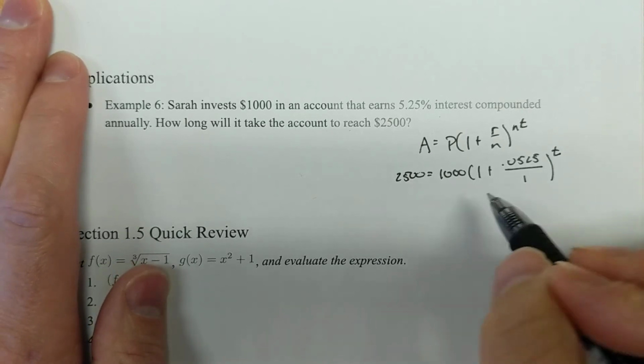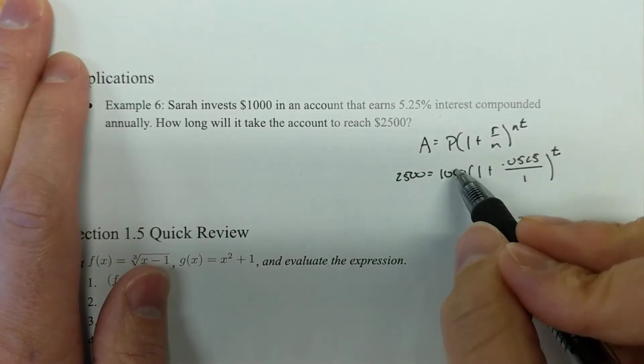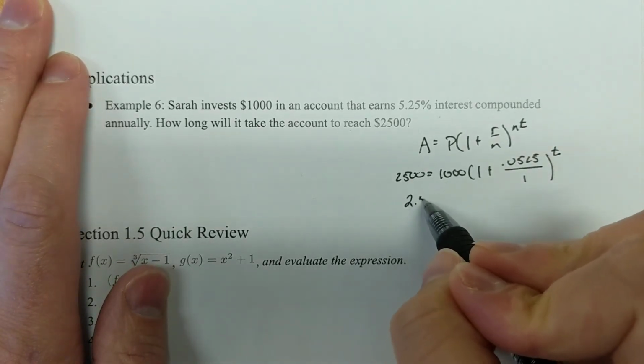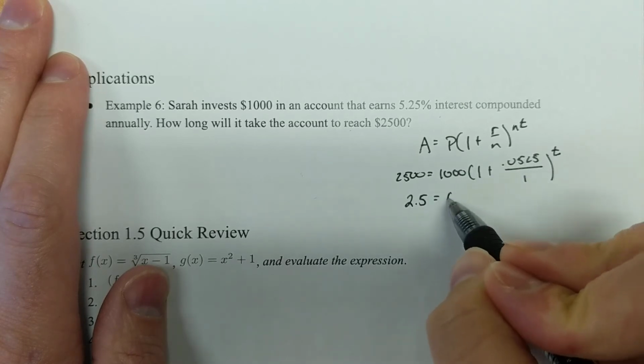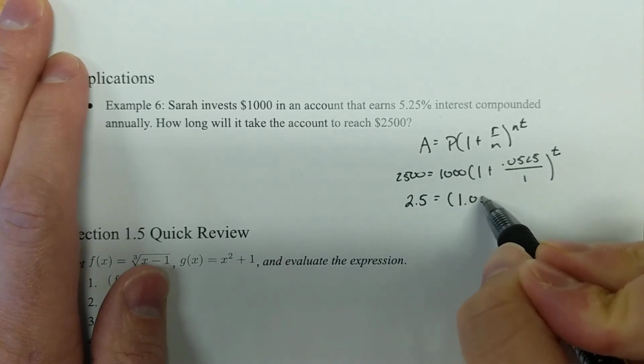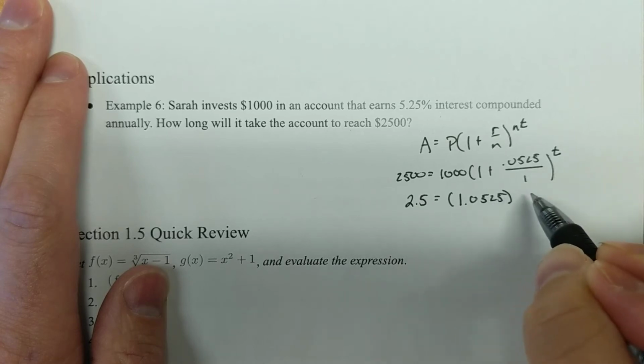The first step is I'm going to do two things at once. I'm going to divide the 1,000 across, so that's 2.5. And over here I can do that math in parentheses, it's just that value.